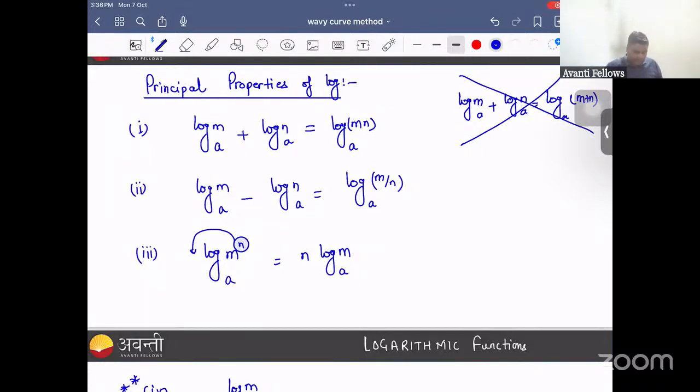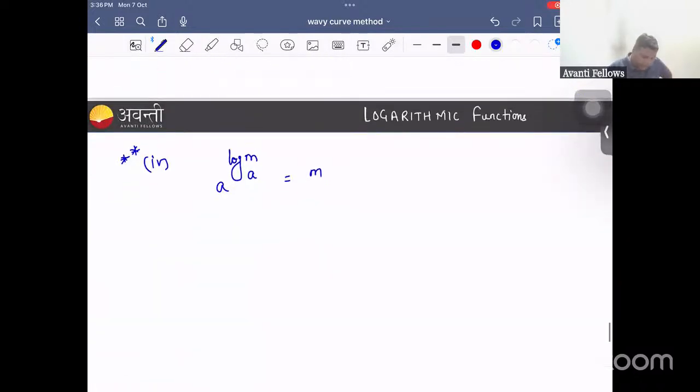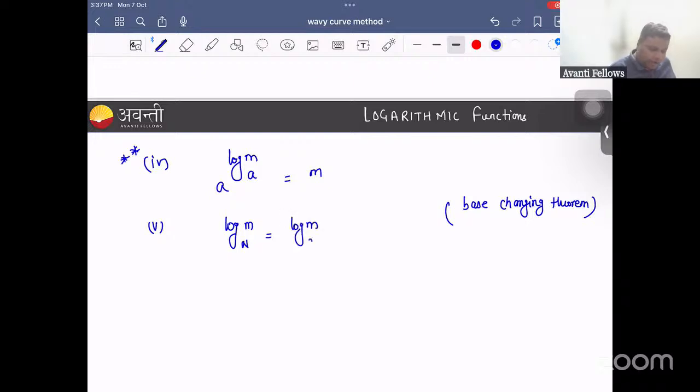All right. So I think you have noted it down. Now, the next property is log m base n. See, this is what we call base changing theorem. Base changing theorem. So log m base n is log m base a upon log n base a.